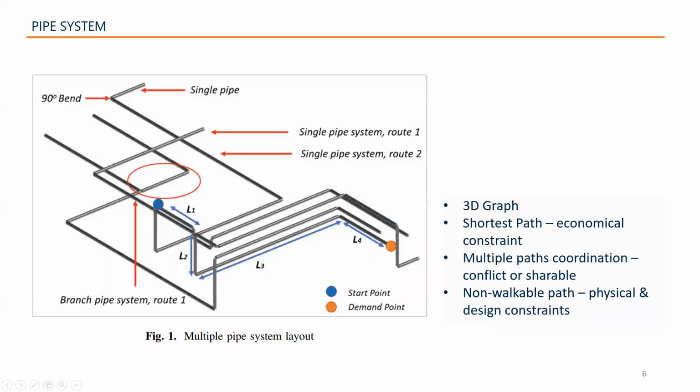This diagram shows a multiple pipe system. Basically, it's a 3D graph with multiple nodes, which are the pipe starting points, end points, and the possible bend points. Edges are potential pipe routes. Walkable and non-walkable paths reflect physical and design constraints. You see this one from the blue dots begin to the bend points, the next node, the next one, and the end points here.